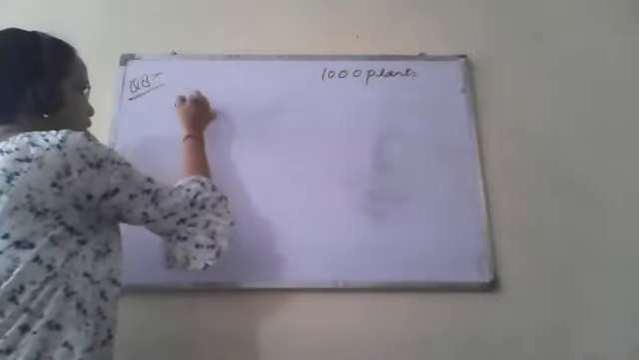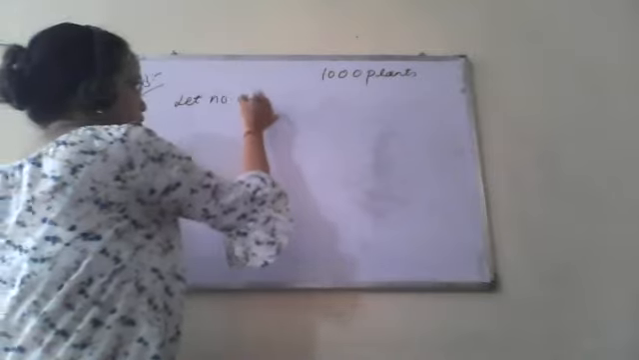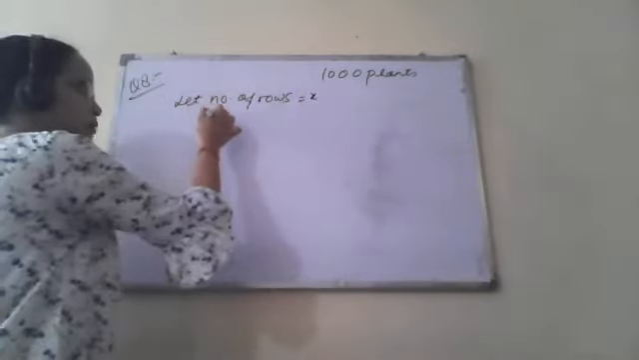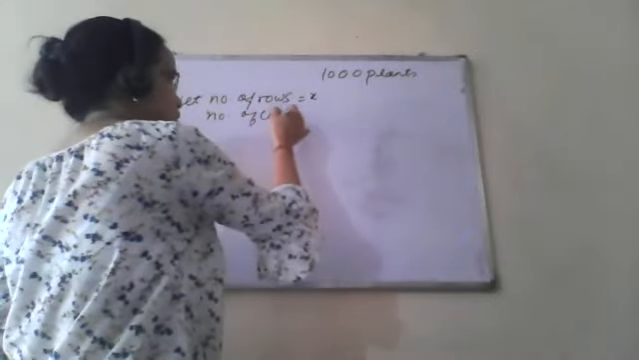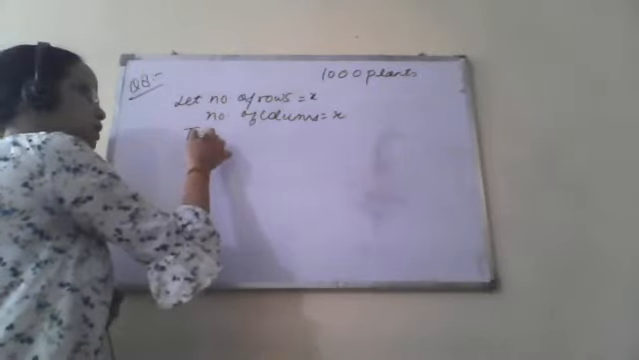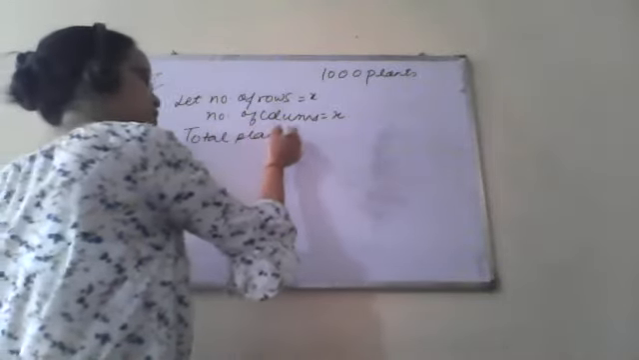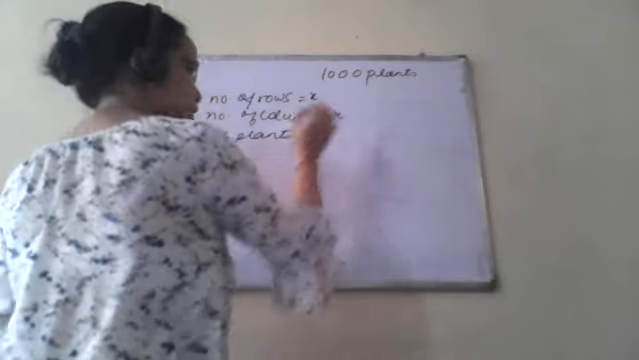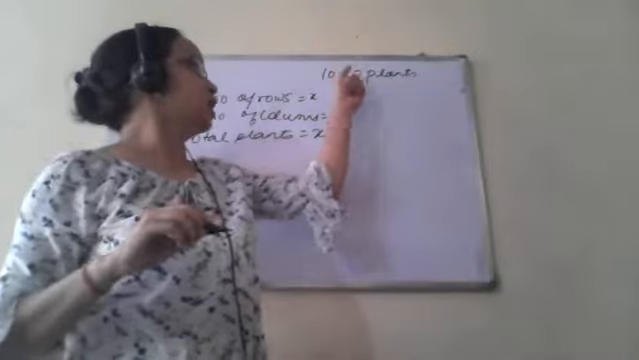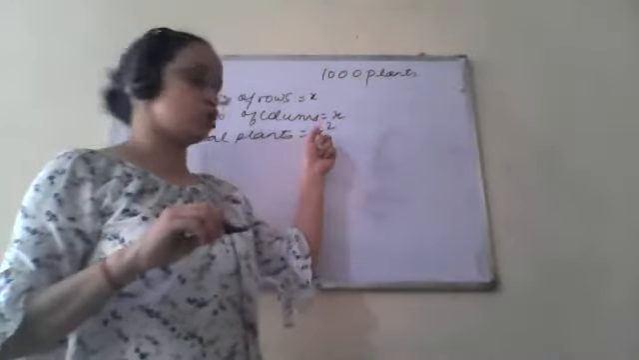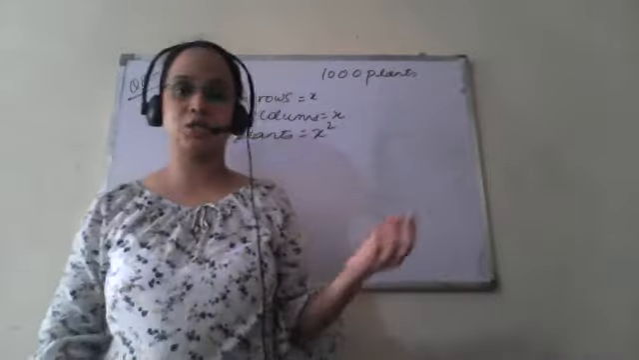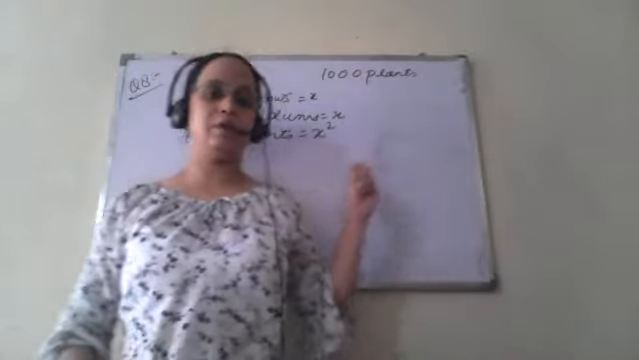So let the number of rows be x and the number of columns will also be x. So total plants will be x into x, that is x square. But he has 1,000 plants, so he is not aware whether 1,000 is a perfect square, so it should be a perfect square. So he wants to know what number of more plants he should add to this 1,000 so that it will become a perfect square.